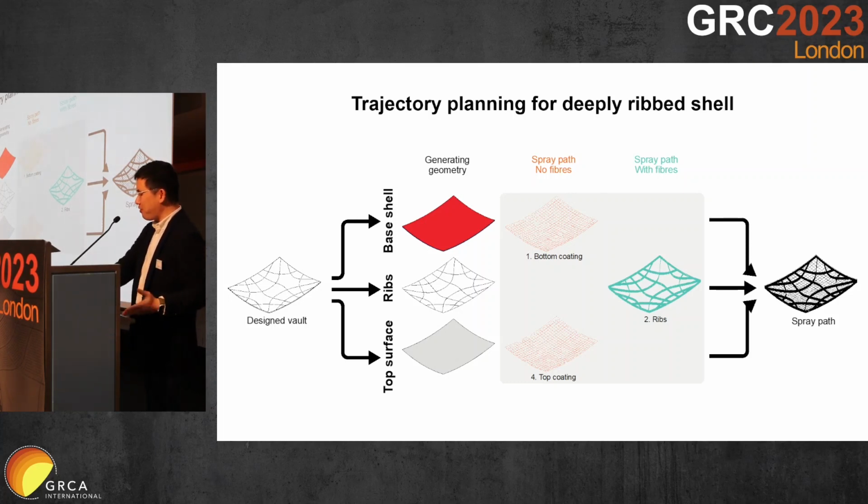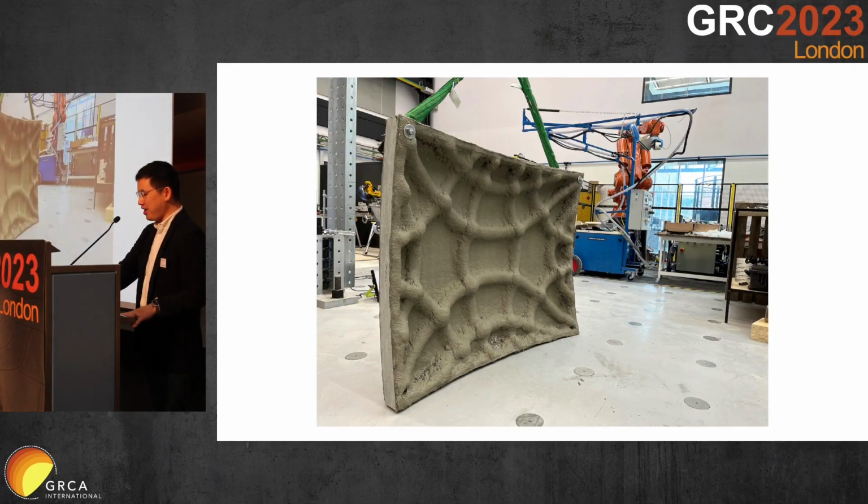And I unfortunately don't have a video of this one being sprayed. However, this is the demolded piece here. You can see that we've achieved what we wanted with these really defined ribs, and again, a very, very thin form everywhere else outside of these ribs.